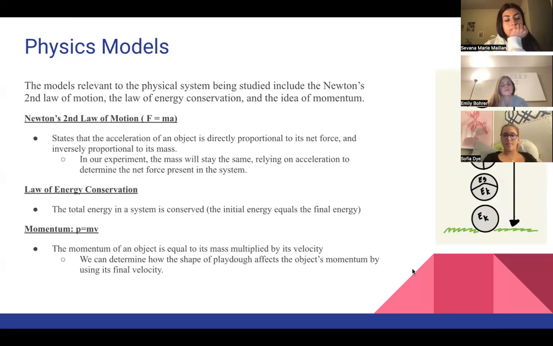Okay, so in terms of physics models, the models that are relevant to our system being studied would include Newton's second law of motion, which states that acceleration of an object is proportional to its net force and inversely proportional to its mass, the law of energy conservation, where energy in a system is conserved, and the idea of momentum.